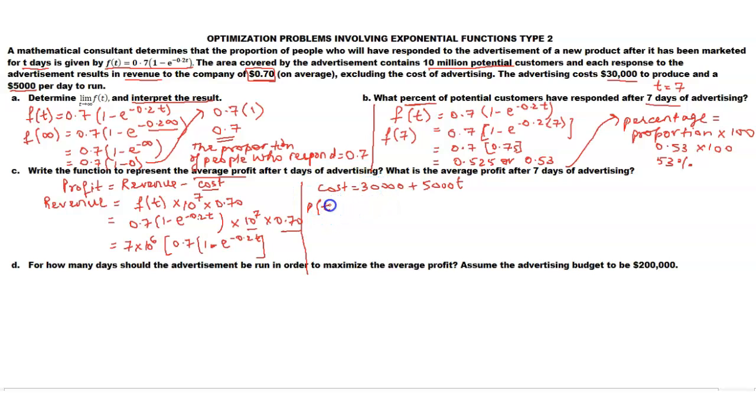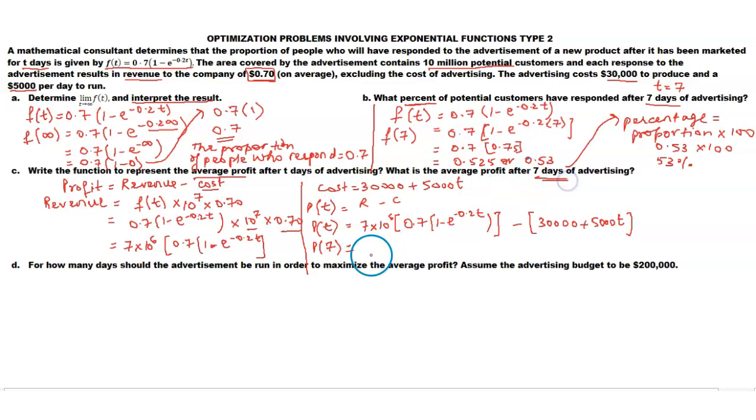Now if I want to write down my profit equation, because my profit is revenue minus cost, and my revenue is 7 times 10 to the power 6, in the bracket, I have 0.7, 1 minus e to the power negative 0.2t, minus cost, plus 5,000t. So this is my profit equation in T days. I want to find out my profit equation after 7 days. All I am going to do is substitute wherever I see T as 7. And I'm going to be finally left with 3,627,000. So this is going to be the profit for the company if the advertisement is run for 7 days.